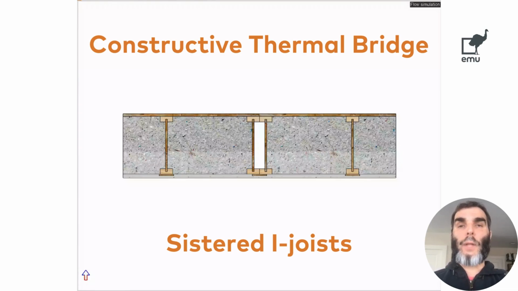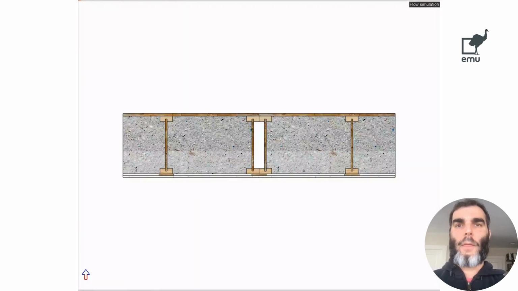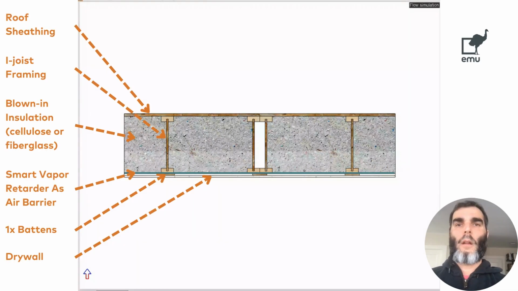Today, I want to talk about a common problem we have while buildings are being framed. The detail we have here on the screen shows a section drawing of a roof assembly framed with I-joist rafters. Here we have a little bit more information about the full build-up of this roof assembly.